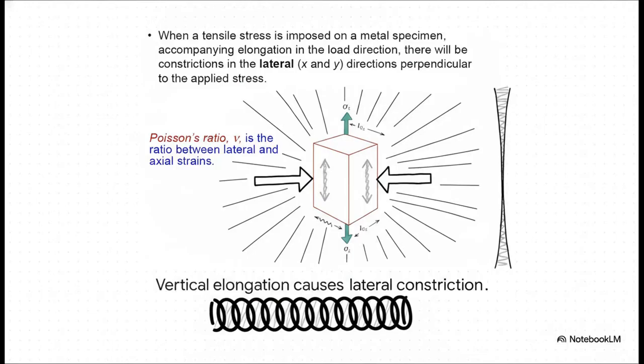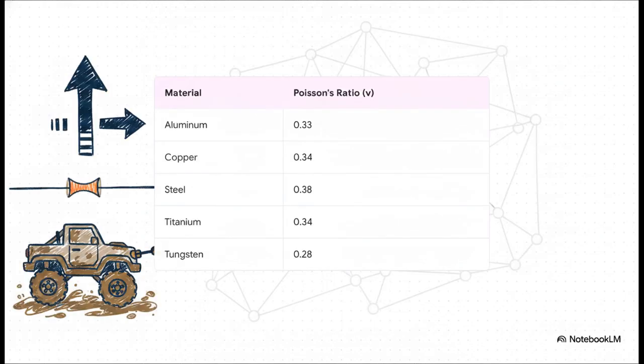Now, what's really interesting about stretching an object is the physical reality of its shape change. When you pull on a piece of metal, it doesn't just get longer. As it elongates in the direction you're pulling it, it simultaneously constricts on the sides. Think about stretching a piece of taffy or dough. As you pull it, it inherently gets noticeably thinner in the middle, right? Engineers absolutely have to account for this thinning effect, and they measure it using something called Poisson's ratio. It's the exact ratio between that lateral thinning and axial stretching.